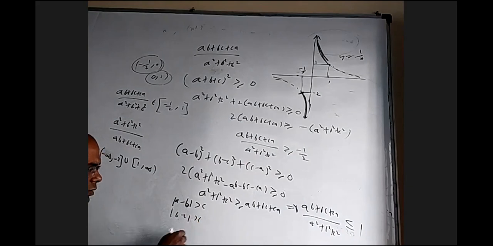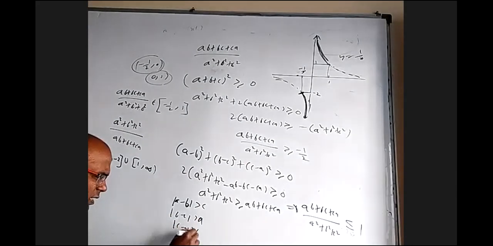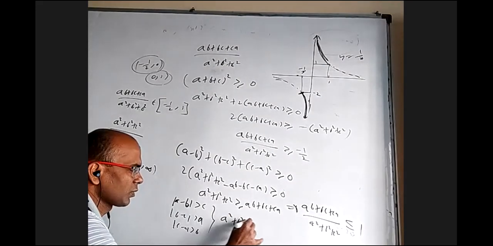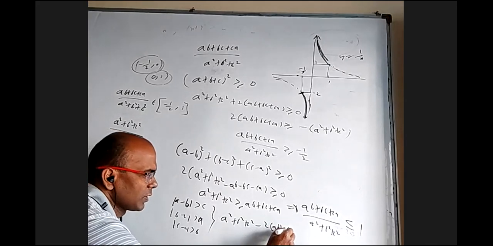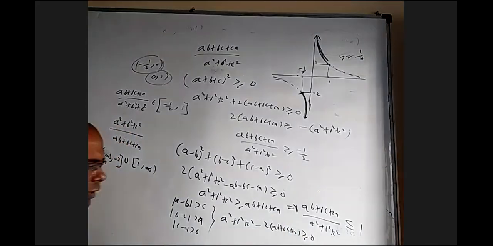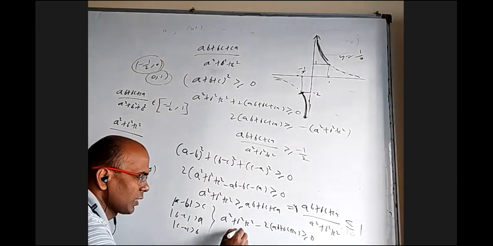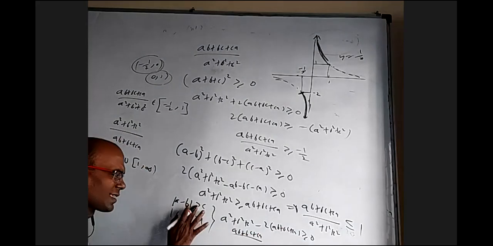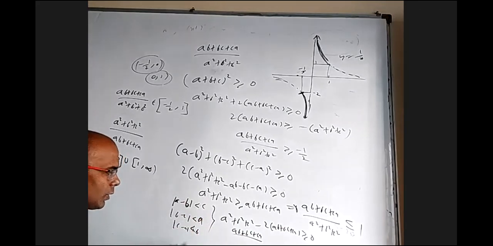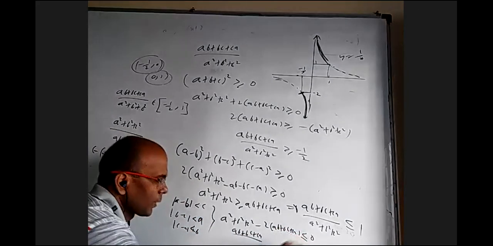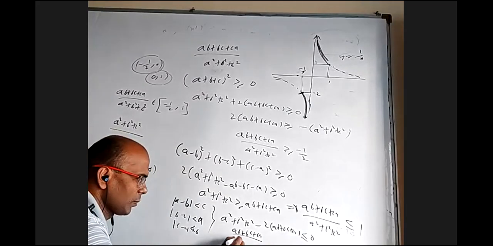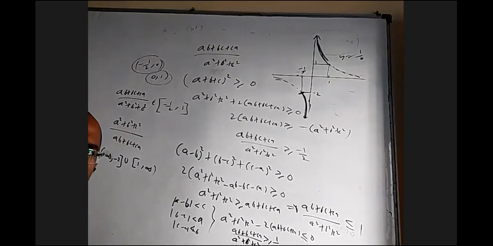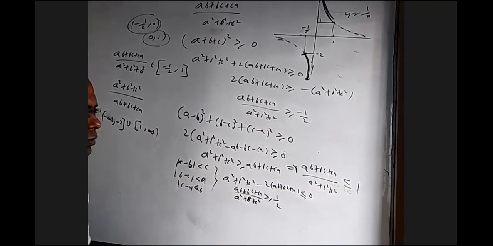Mod b minus c is less than a. Mod c minus a is less than b. You square and add them. We are going to get a square plus b square plus c square minus 2 times (ab plus bc plus ca) less than 0. When you send this one to this side and divide, you are going to get (ab plus bc plus ca) by (a square plus b square plus c square) greater than or equal to 1 by 2. Sorry, this is not visible. So this is greater than, instead of greater than or equal to.